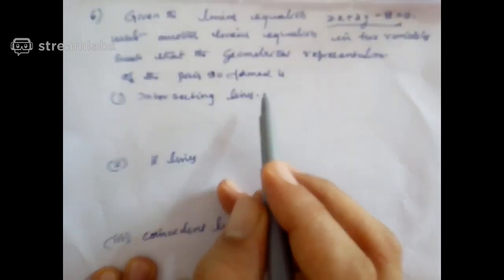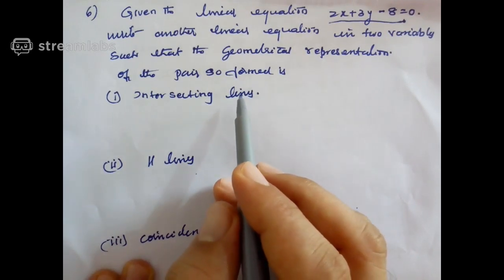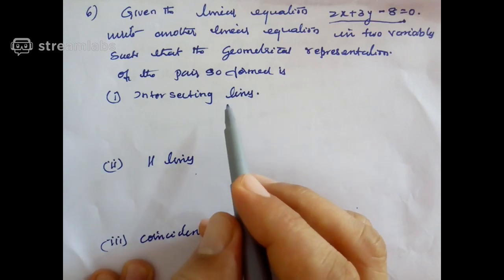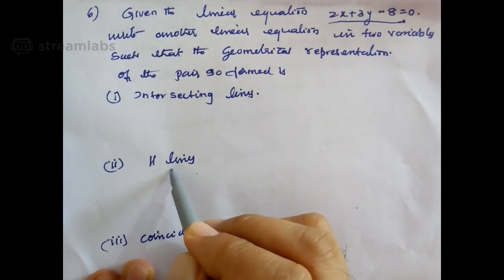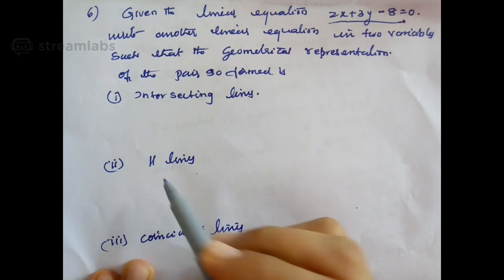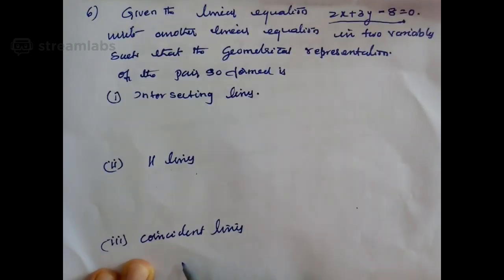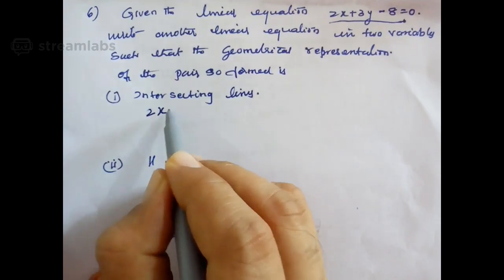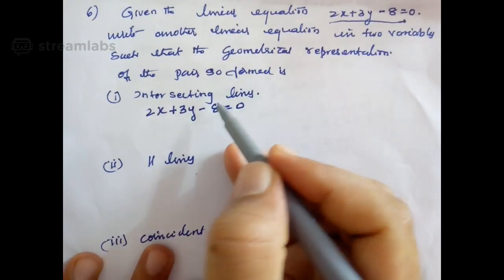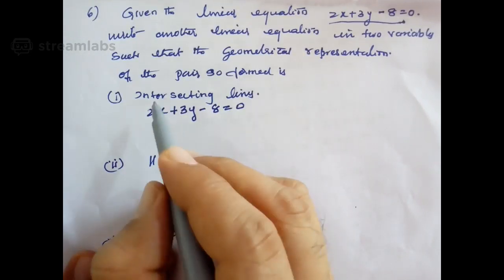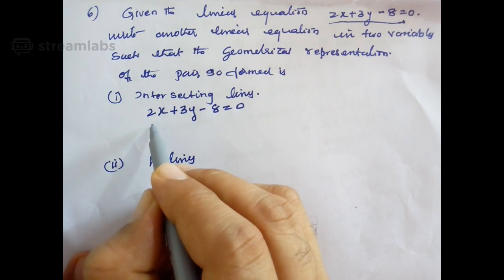Any equation you have to write, but what is the condition for intersecting lines? A1 by A2 is not equal to B1 by B2. What is the condition for parallel lines? A1 by A2 is equal to B1 by B2 is not equal to C1 by C2. What is the condition for coincident lines? A1 by A2 is equal to B1 by B2 is equal to C1 by C2. Now see the first condition, it is 2x plus 3y minus 8 is 0. Let us write one more equation which satisfies the condition of intersecting lines.